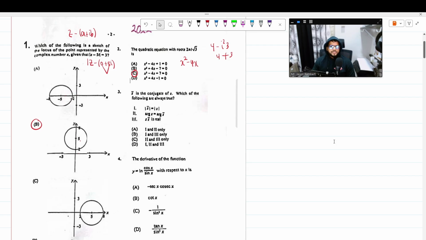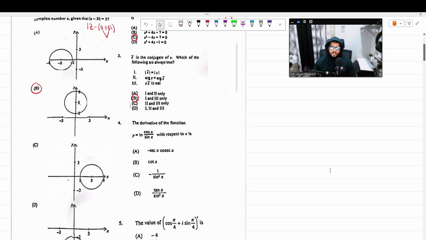Z bar is the conjugate of Z. Which of the following is always true? So yes, 1 is always true. The conjugate of a complex number, the argument is not the same, because the complex number will be in different parts of the complex plane. So z z bar is indeed real. So 1 and 3, the answer is B.